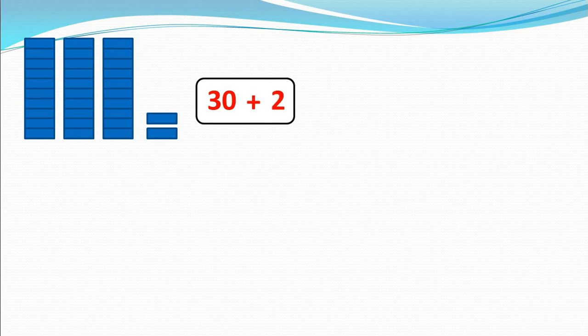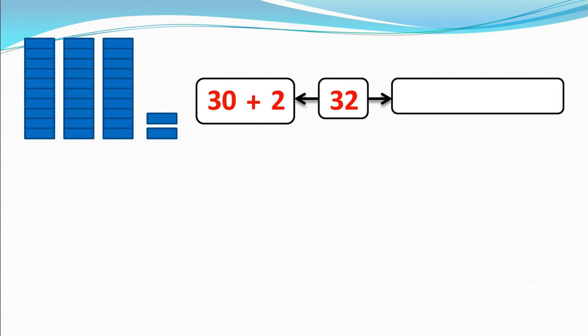Now there are 3 stacks of 10 and 2 ones. 3 stacks of 10 makes 30 and there are 2 ones, so here we will write 2. Now add them. 30 plus 2 equals 32 and the number name 32.